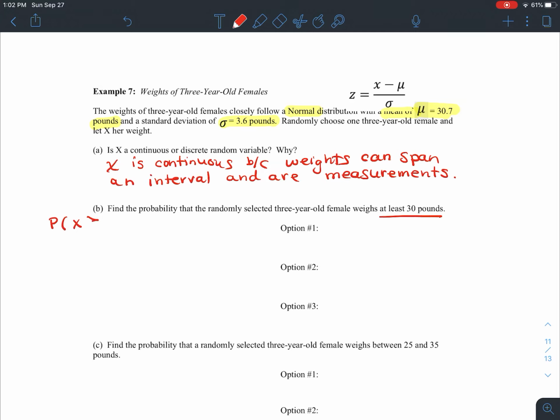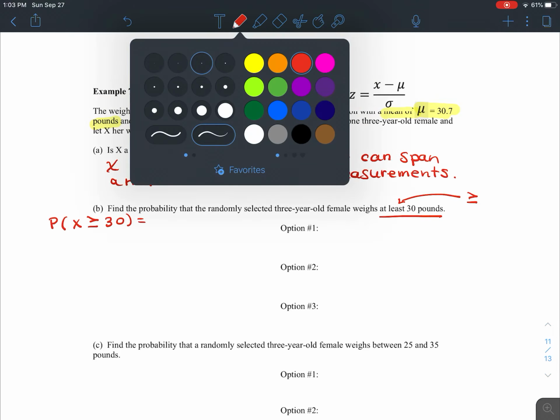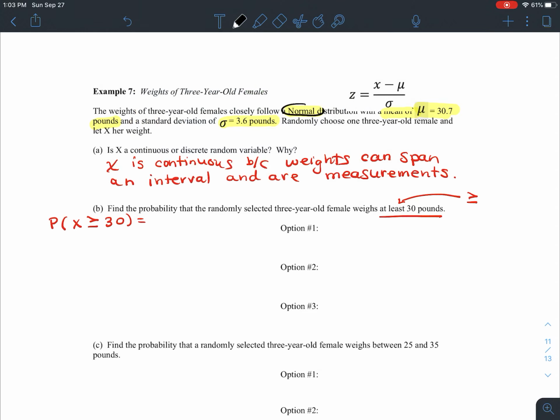Now in part B here, we're going to take a look at a couple of different ways to answer this question. It wants us to find the probability that a randomly selected 3-year-old female weighs at least 30 pounds. You have to be really careful with that phrase, at least. At least technically means greater than or equal to. If I say tomorrow I need you to bring to school at least $5, I would not accept anything less than $5. I'm really wanting you to bring in $5 or more. So at least means greater than or equal to.